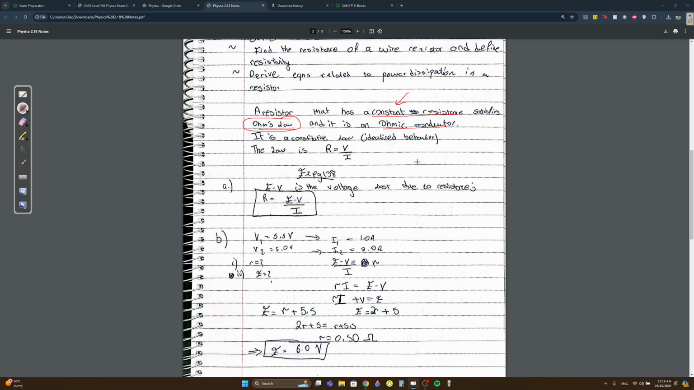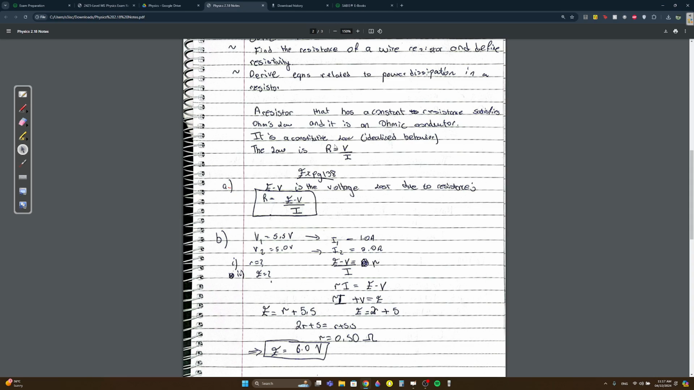Because some resistors are called variable resistors, and those are not ohmic conductors. Why? Because they change. They don't have constant resistances. So ohmic conductors are those that satisfy Ohm's law. And it is a constitutive law, it's idealized behavior. So it's not exact, it's called idealized. These are all questions that could come as multiple choice. It's an idealized behavior. It's never exact.